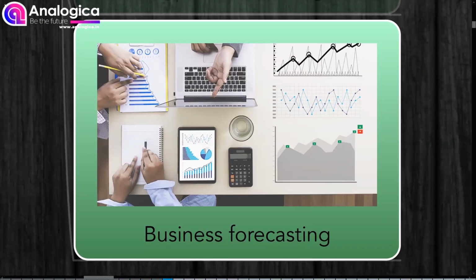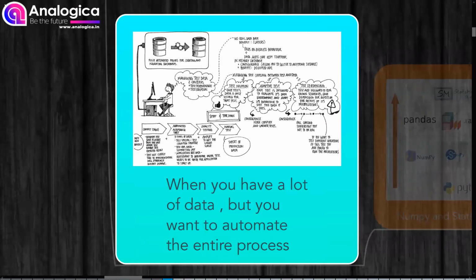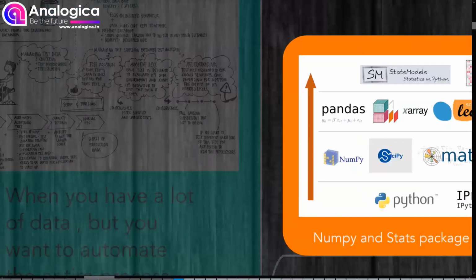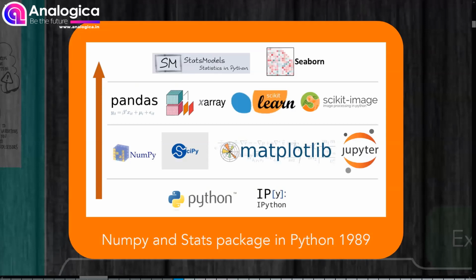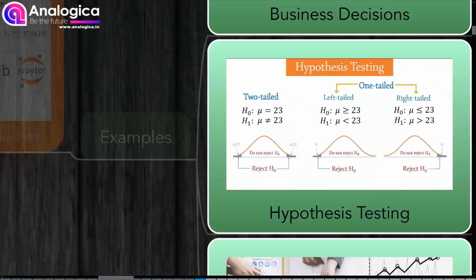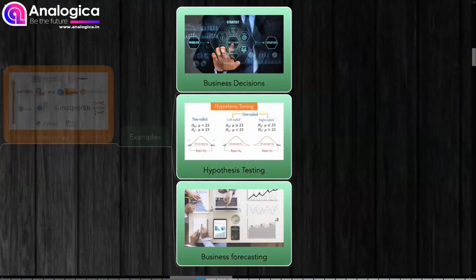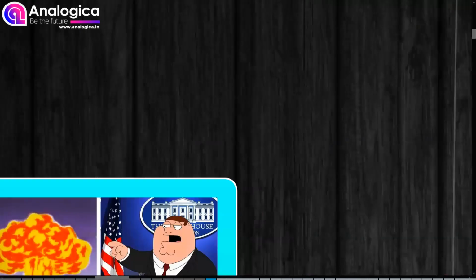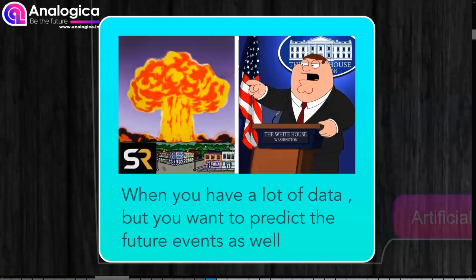But in case, let's say you have a lot of data, but you want to automate the entire process. You don't want to be using a certain script every time manually. If you want to automate it, that's when Python comes into the picture, and you have NumPy and many stats packages. And examples would be, again, the same thing: business decisions, hypothesis testing, business forecasting, all of this, but in a more automated way. There are certain other cases where you have a lot of data, but you also want to predict future events as well.